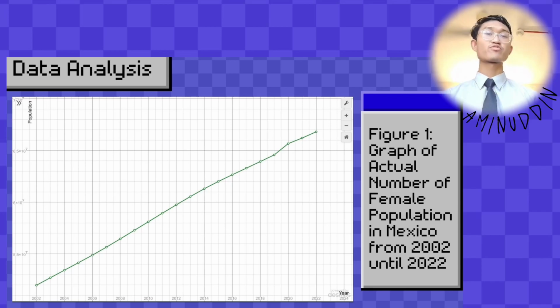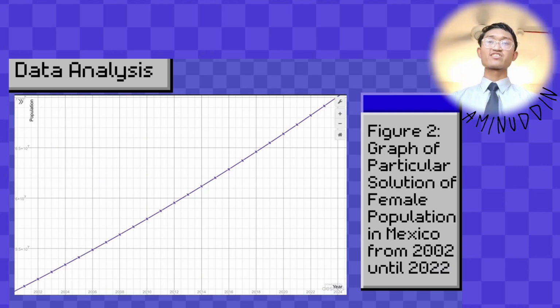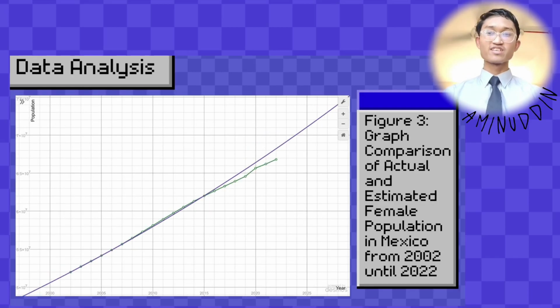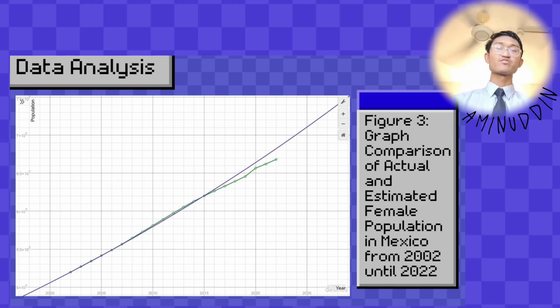The first one is a graph of the actual population values from our dataset. The second one is a graph of the particular solution we calculated using the MAT097 model, and the last one is a combined graph that shows both actual data and the model prediction on the same axis. This graph was created by using Desmos. As shown, the model closely follows the trend in the actual population.